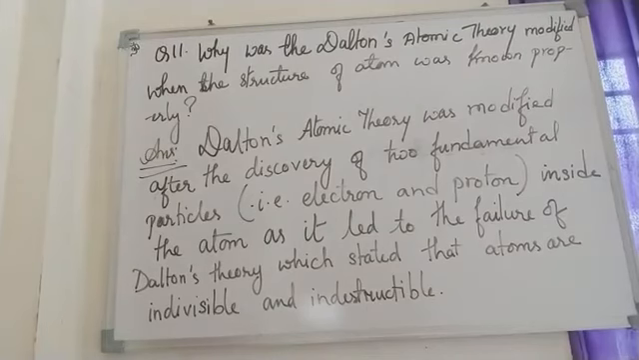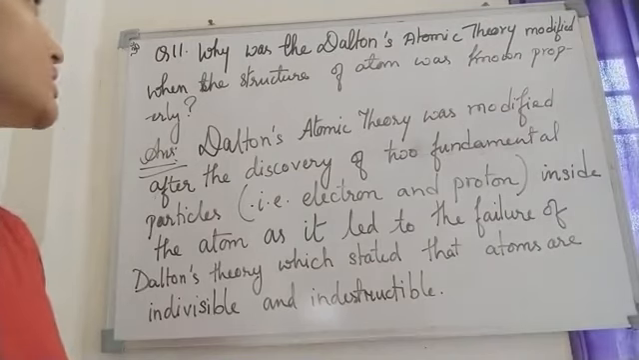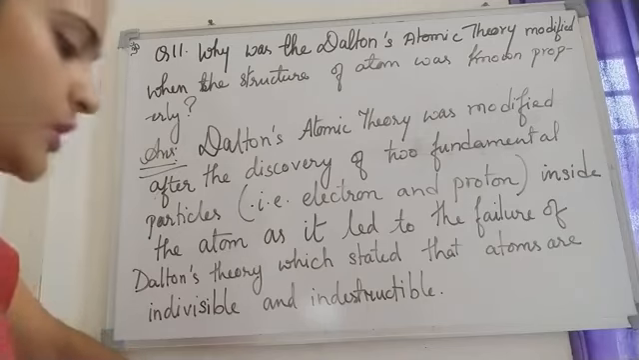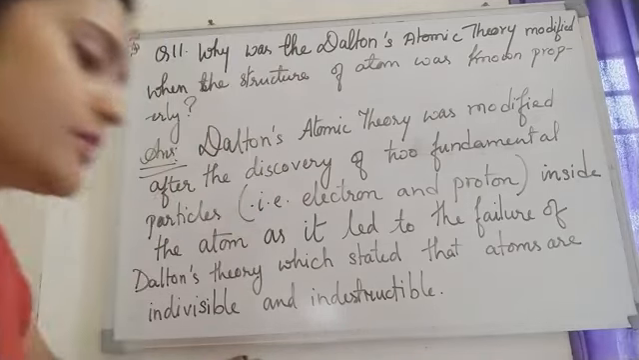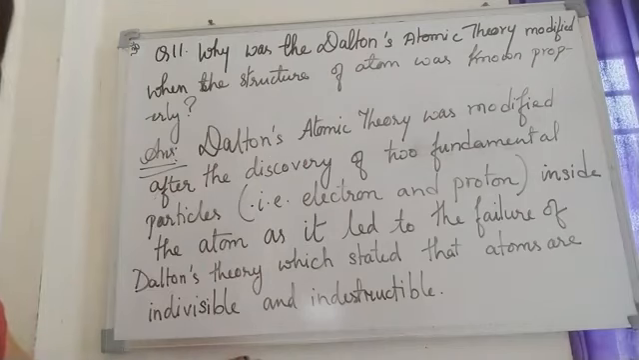So here is question number 11. What does question number 11 say? Why was Dalton's atomic theory modified when the structure of atom was known properly? I've given you the answer, but when I was teaching you Dalton's atomic theory, I told you that Dalton was the first person to study the atom. So the theory that he gave was the very first theory.